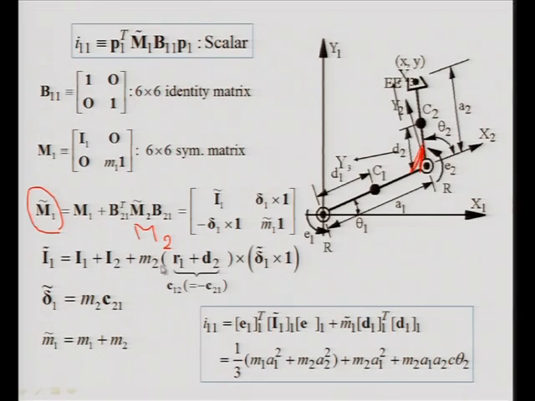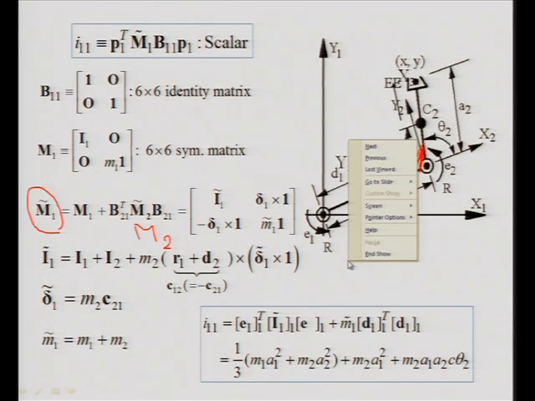After that, it is a set of algebraic equations or some derivations you have to do, and the final expression will look like I11 will be 1/3 M1 a1 square plus M2 a2 square plus M2 a1 square plus M2 a1 a2 cos theta 2. So, where you see the effect of both the links appearing in I11.